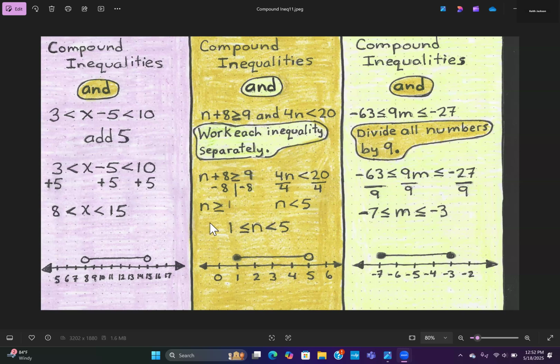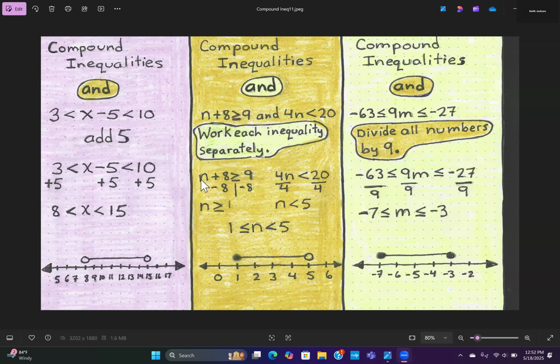Let's move on to the second example, in which we have n plus 8 is greater than or equal to 9, and 4n is less than 20. In this case, it might be best if we just work each inequality separately. And so let's do that.